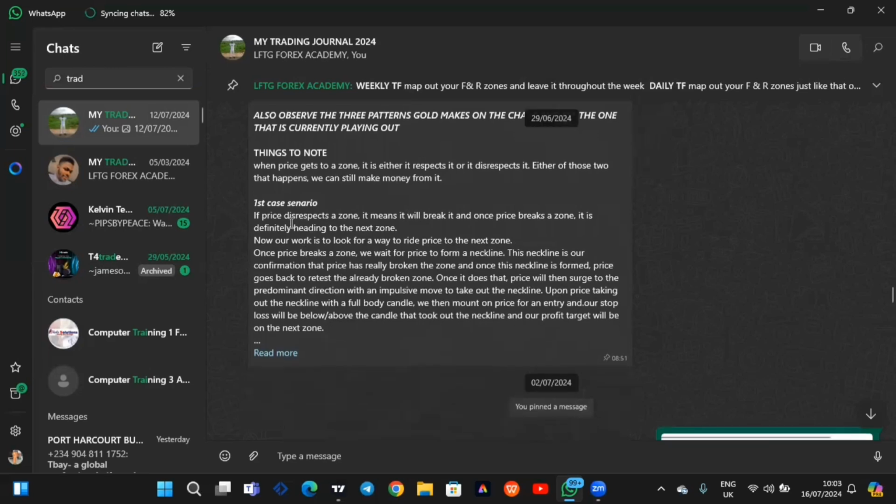First case scenario, if price disrespects a zone, it means it will break it. And once price breaks a zone, it is definitely heading to the next zone. Now, our work is to look for a way to ride price to the next zone. Once price breaks a zone, we wait for price to form a neckline. This neckline is our confirmation that price has really broken the zone. And once this neckline is formed, price goes back to retest the already broken zone, okay?